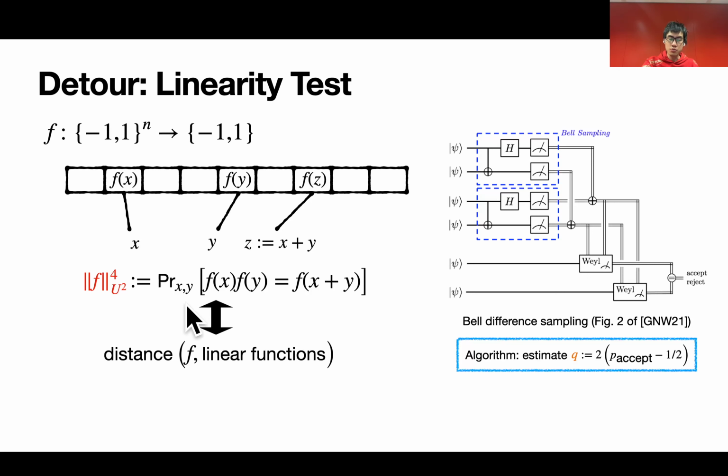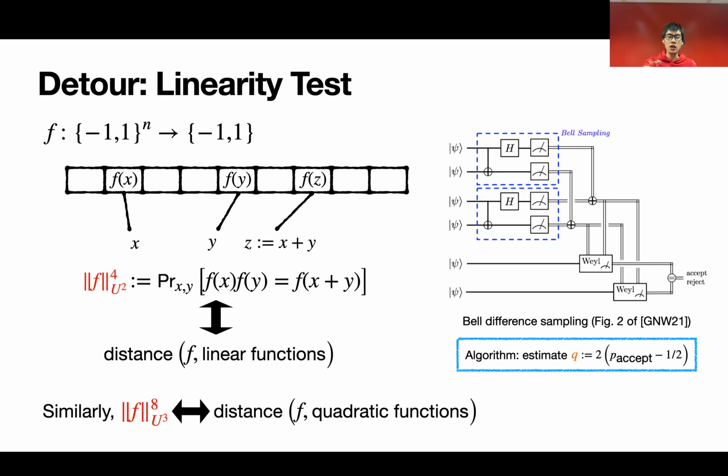We already know that the probability that f passes this test is related to the distance between f and the linear functions. So we can also define this probability as the Gowers 2 norm, the U2 norm of f. This result establishes the relation between the U2 norm and the distance to linear functions. Similarly, we can define the U3 norm for f, and we can also argue the U3 norm is related to the distance to quadratic functions.